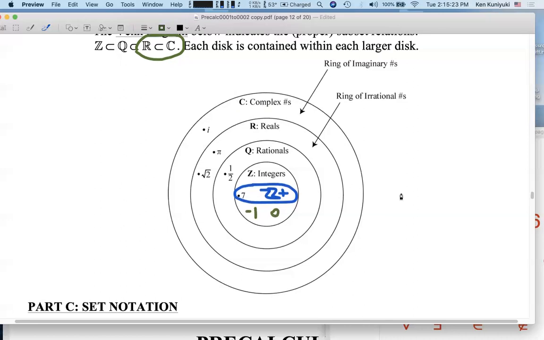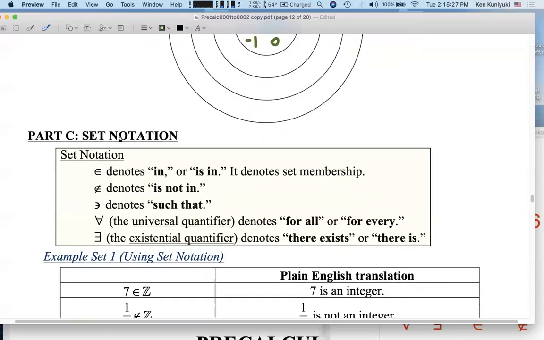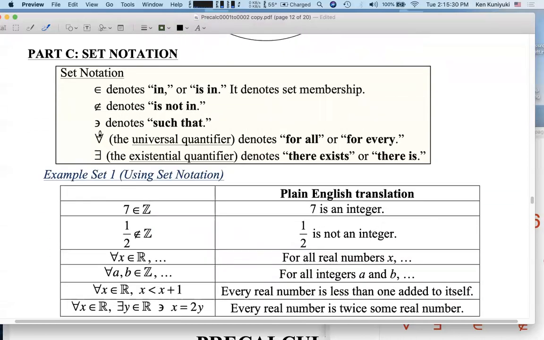Okay. Next up, we're going to talk about set notation. How to parse symbols like these.